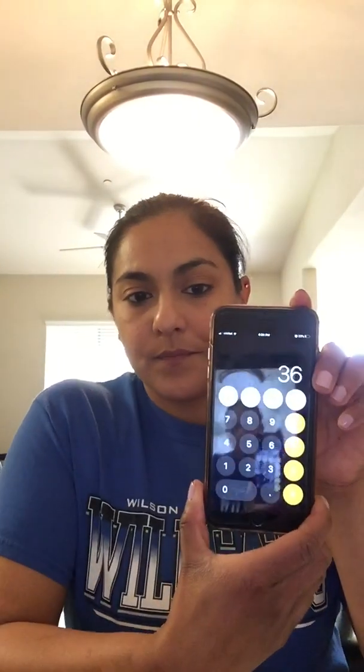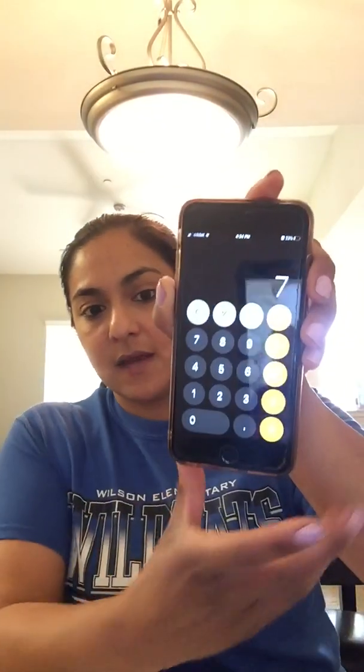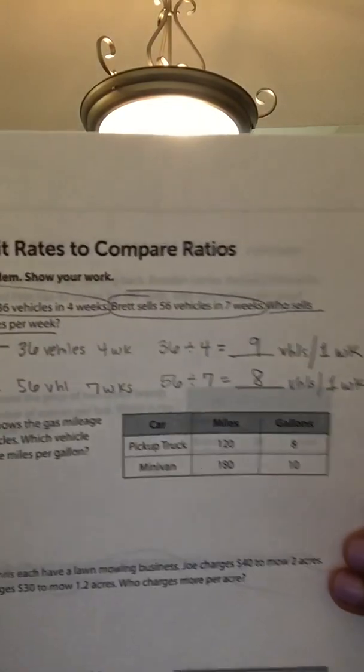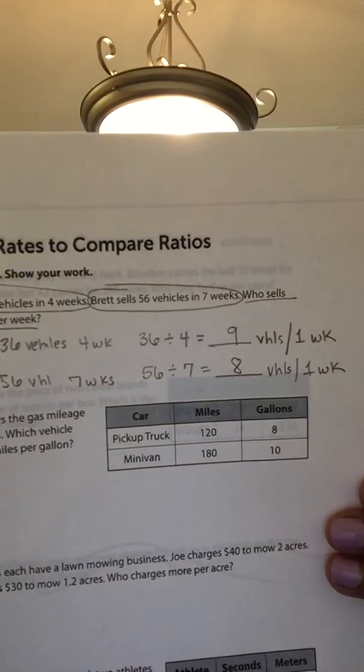Let's use our calculator or your cell phone. Where's my calculator? Here it is. 36 divided by 4 is 9. So Shanti sold 9 vehicles in 1 week. Brett did 56 over the course of 7 weeks. Brett sold 8 vehicles in 1 week. Who did better? Or let's just say, who sold more vehicles in 1 week?